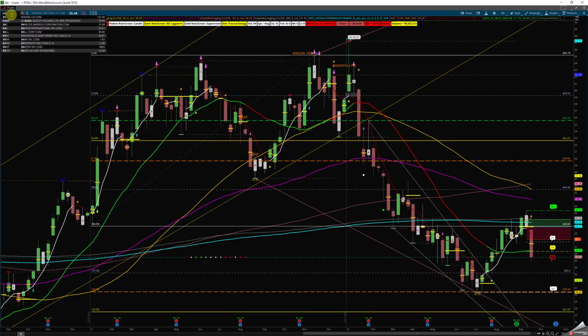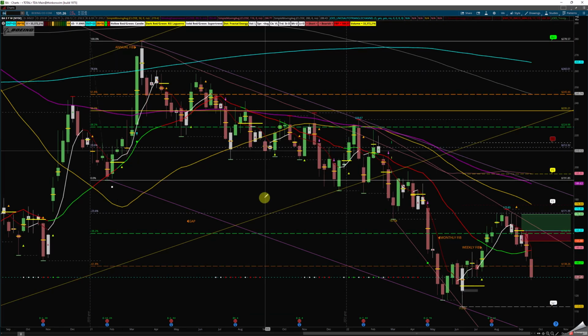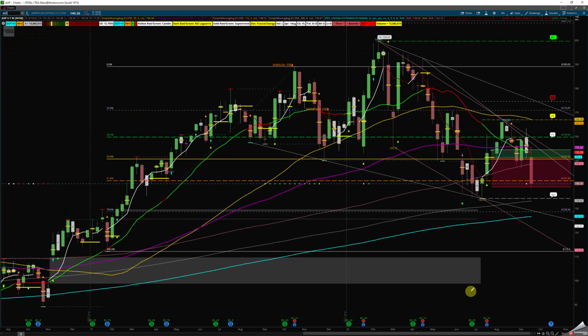Let's take a look at BA. BA has a nice area that we can look for support. There's a gap here on the daily chart. I am looking for that area, if Boeing can find support in that area. We can look at the AXP, a similar situation. You can see the way the gap is in AXP, American Express, on the 200 SMA in the backside of this channel.